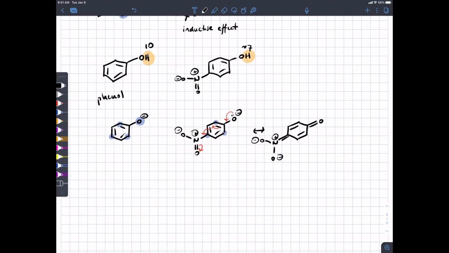So this is electron withdrawal via resonance. And so just be aware of those and be able to compare acidities of things and rationalize your way through them. Anything you want to ask about that?